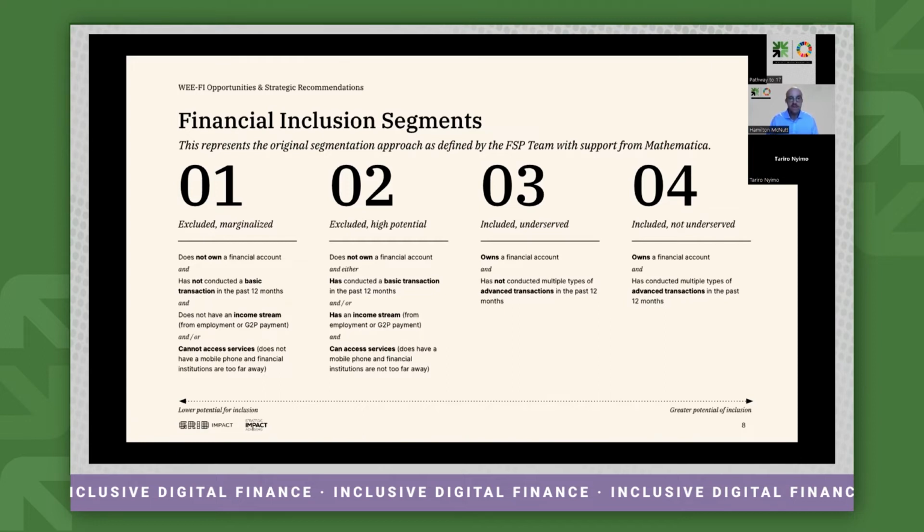So there's no social protection programs that they're participating in. And then also they don't have access to services. So when we say access to services, we mean they don't have a phone, and these physical points of service are very far away. So segment 2 is excluded high potential. So these are people that also do not own phones.